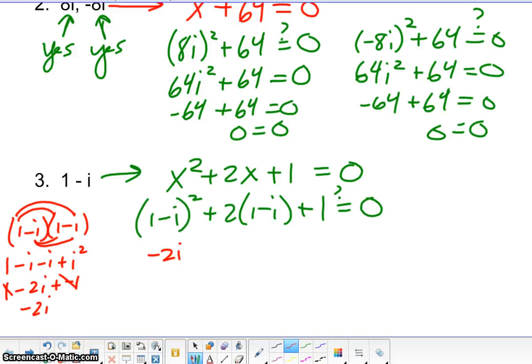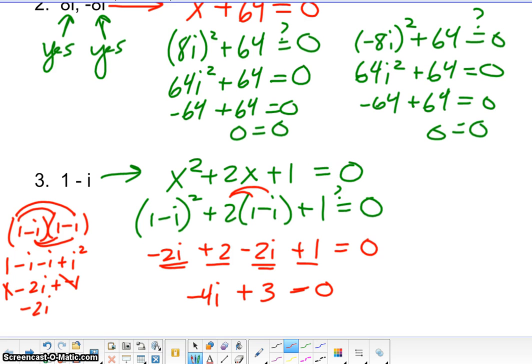Okay, now for the next one, if I distribute this, it would be 2 minus 2i. And then the plus 1 I'm going to bring down. Okay, looks like we have some like terms here. Negative 4i, also a like term would be plus 3. And that is set equal to 0. And because we do not have them equaling each other, then this would not be a solution of x squared plus 2x plus 1. Okay, so that's finding solutions.